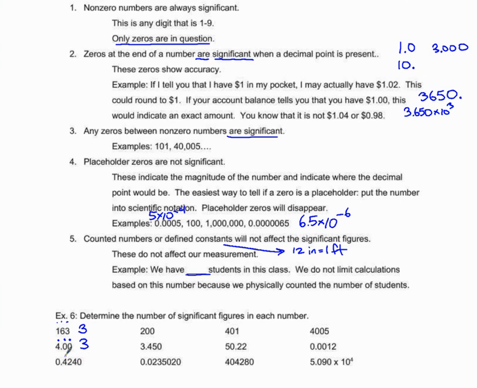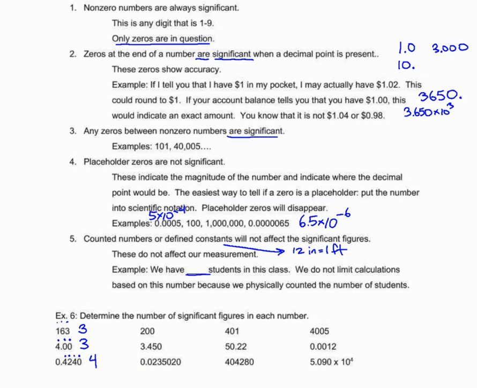0.4240. So let's start off with the non-zeros. Those 3 are significant. And rule number 2, at the end of a number, when a decimal point is present, that's this one. It is significant. This 0 applies to rule number 4, placeholder zeros. This one is not doing anything except showing me where the decimal point goes. It is showing me the size of the number. So this one has 4 significant figures.